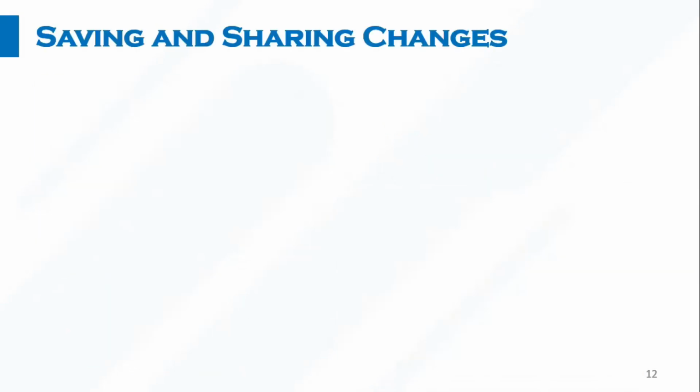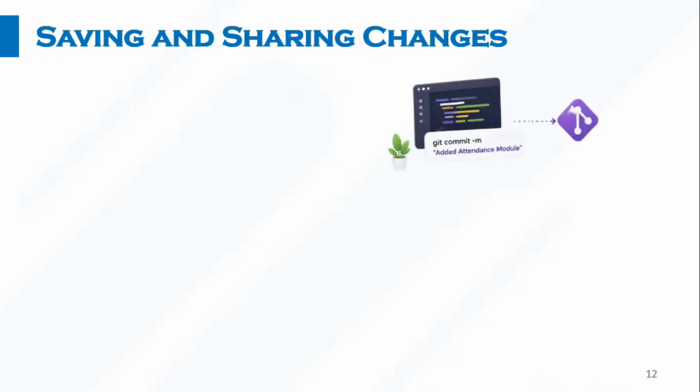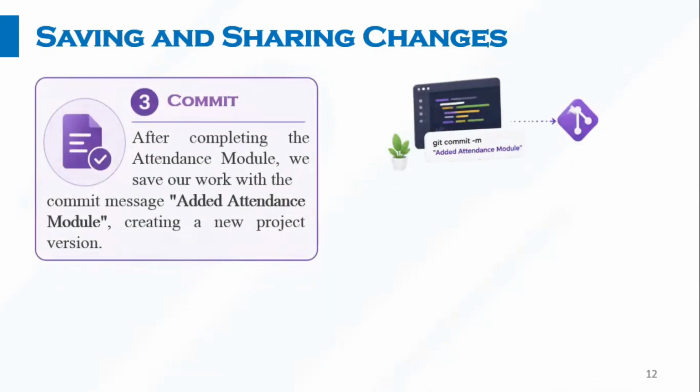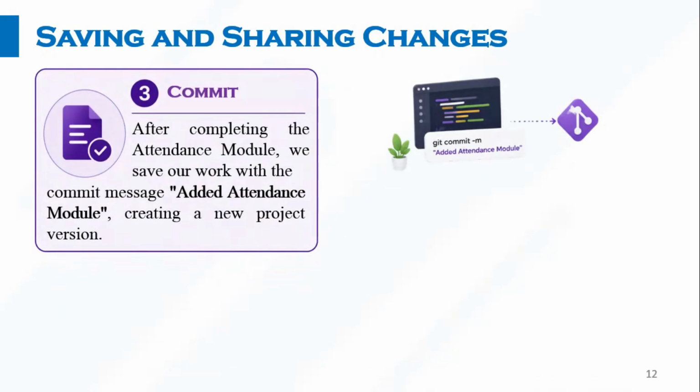Now comes the saving part. Okay, you have developed the new feature. Now it's time to save it. Saving is nothing but committing. So after completing your attendance module, you will save your work with a commit message, added attendance module. And this will create a new project version. Basically, you have saved it.